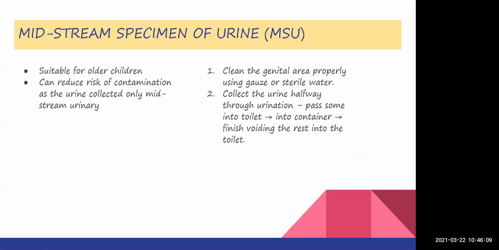So next we have midstream specimen of urine. This is suitable for older children. We can reduce the risk of contamination as the urine collected is only midstream urine. First clean the genital area properly using gauze or sterile water, and then we collect the urine halfway through urination. First, pass the first part of the urine into the toilet, and then try to catch the middle stream with the container, and then finish voiding the rest into the toilet.